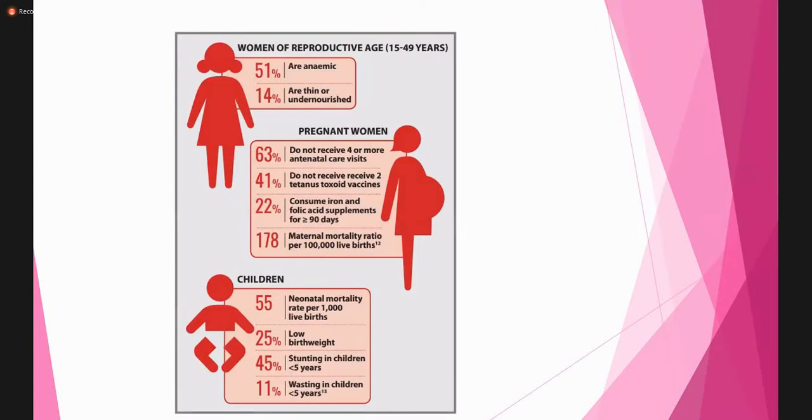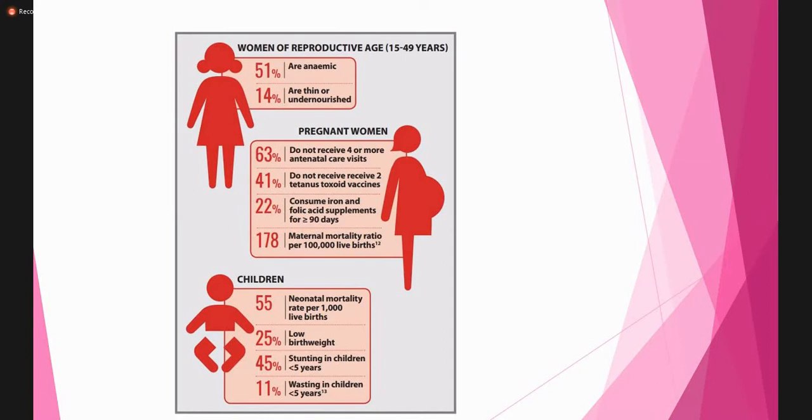These are the statistics worldwide. Women of reproductive age, that is 15 to 49 years of age, 51% of women are anemic, 14% are thin or undernourished. And in pregnant females, 63% do not receive 4 or more antenatal care visits. So the majority are not getting antenatal care.